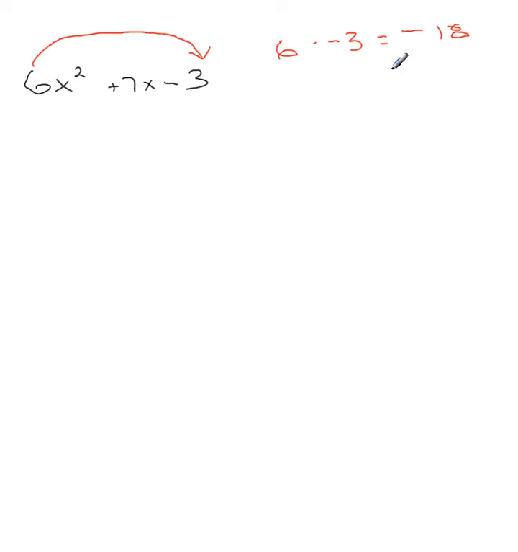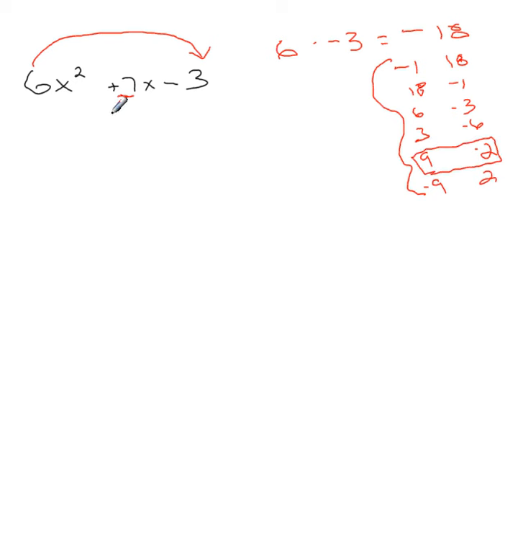So you could multiply either -1, +18, +18, -1, 6, -3, 3, -6, 9, -2, or -9 and +2. Then you want to look at which group of numbers is going to add to equal the middle term. So first term times the last term, and then find two of those factors that are going to add up to give us +7. So in this case, it would be 9 and -2.